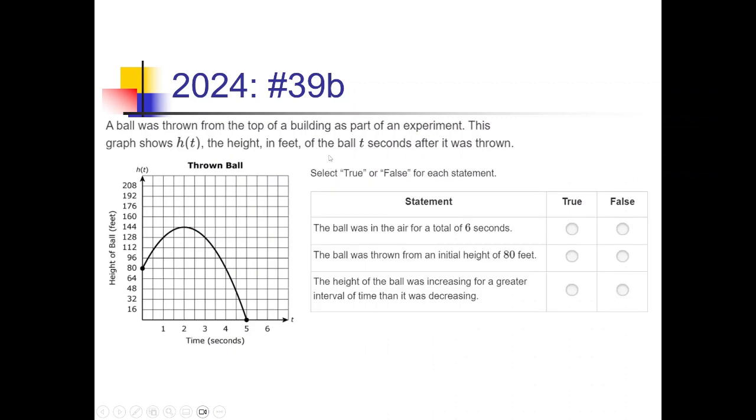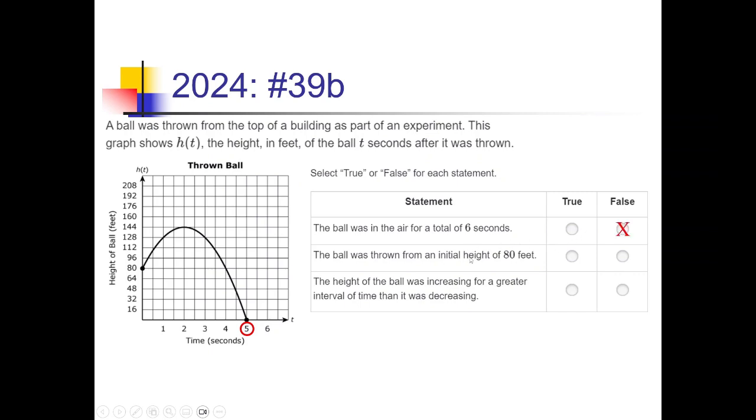For part B of this problem, they're giving us a series of 3 true-false statements that we have to unravel. So let's take these one at a time. First one, the ball was in the air for a total of 6 seconds. Well, in the air means we have a height that's greater than 0. The ball hits a height of 0 down here at 5 seconds. So that is a false statement. The ball was only in the air for 5 seconds.